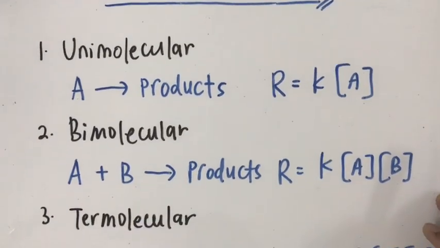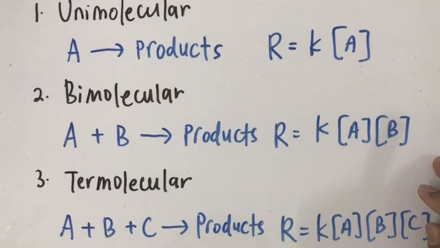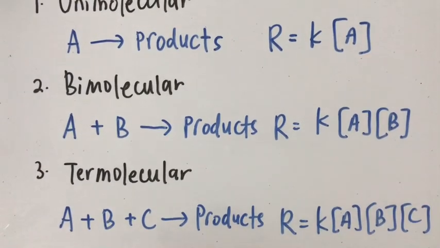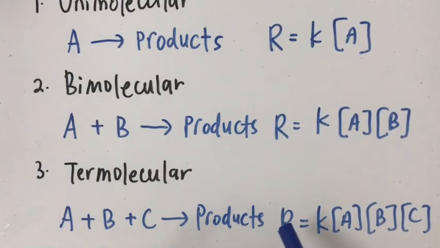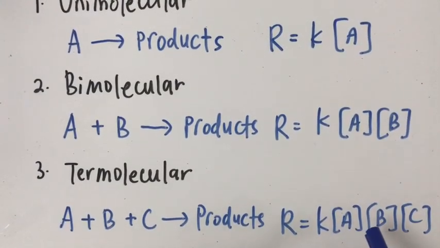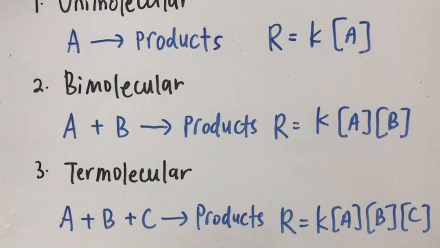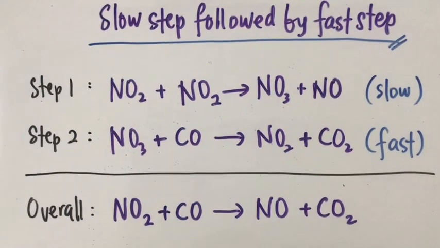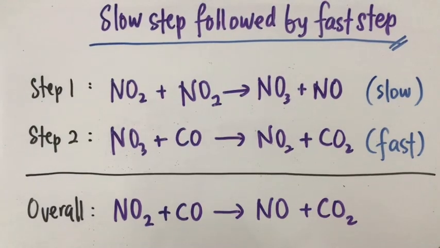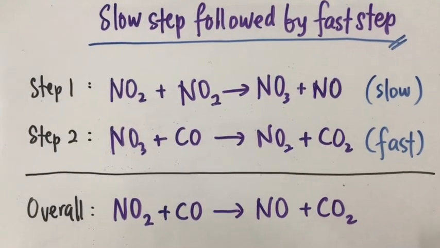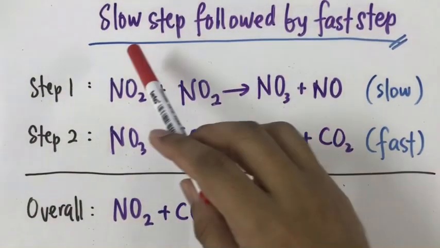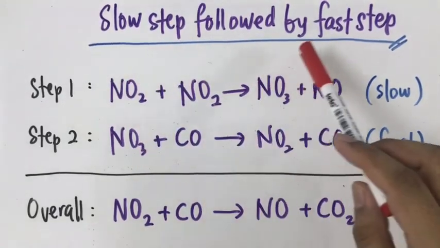Thirdly is the termolecular, meaning that the reaction involves three molecules, A plus B plus C, to form the products, and the rate can be k times A times B times C. The rate laws for reactions are affected by the position of the rate determining step in the overall reaction mechanism. In this case, we have slow step followed by fast step.